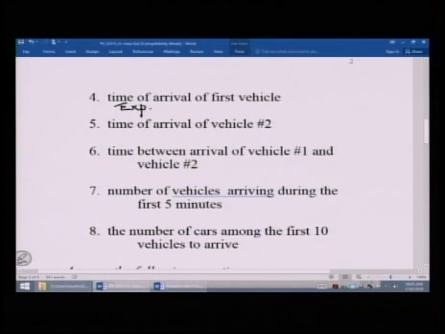You remember the exponential distribution measures the time needed for the first occurrence, first arrival or whatever, right? How about number 5 then? Time of arrival of vehicle number 2.